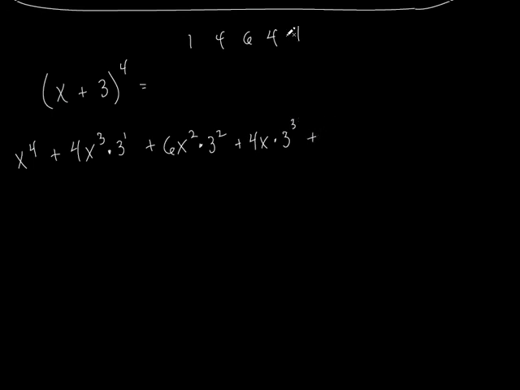Plus 1, what? No, the x goes to 0. x to the 0 is a 1, so this 3 goes to the 4th. There we go. So just pretend that 3 was the b. Remember we did the a plus b? Kind of think of it that way.